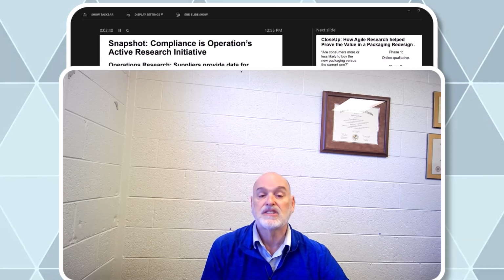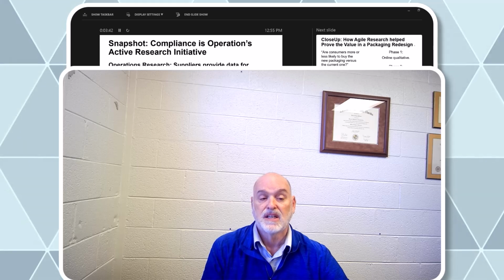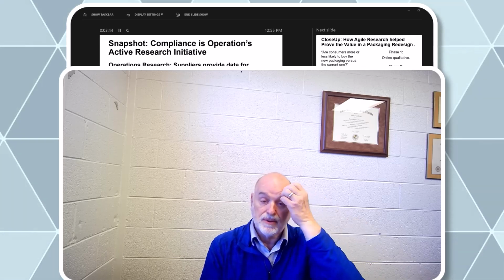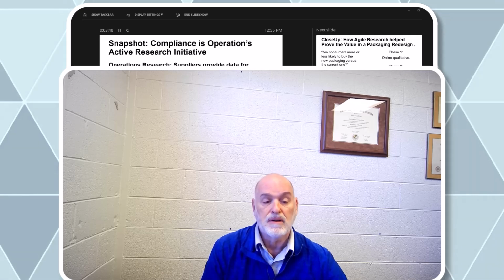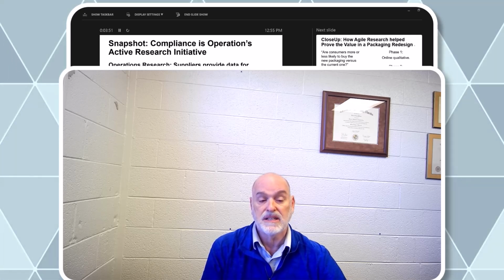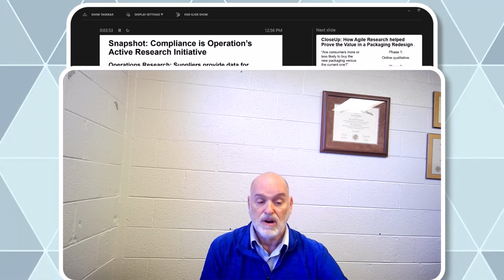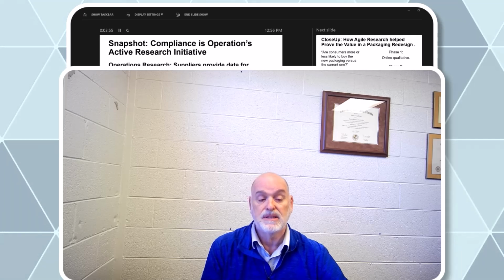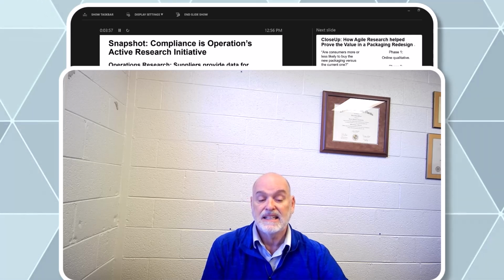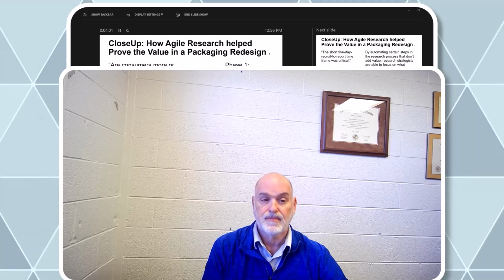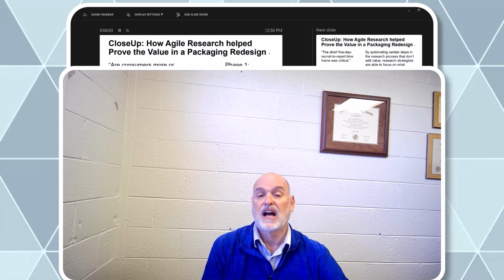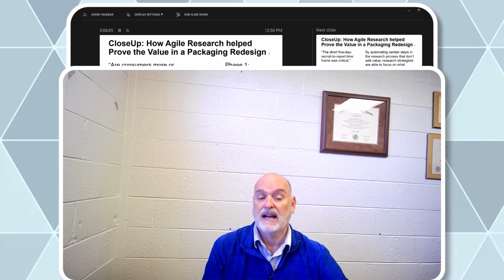Snapshot. Compliance is an operations active research initiative. Operations research: suppliers provide data for product compliance, regulatory requirements, rules, and standards a product must meet to be placed on the market. Regulatory compliance is when a business follows state, federal, and international laws and regulations relevant to its operations.